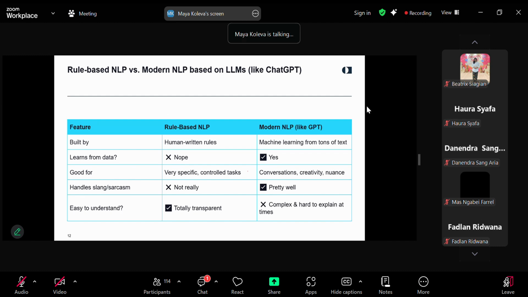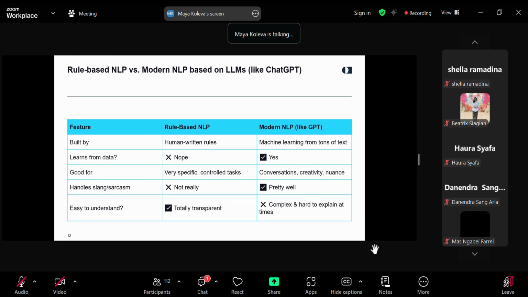So this is a comparison between the rule-based, the old NLP, and the modern, we can call it modern NLP, that is based on machine learning, large language models, and neural network analysis, the type of NLP that we see in ChatGPT. So rule-based NLP is built by human written rules, while modern NLP is built by machine learning from vast amounts of text.